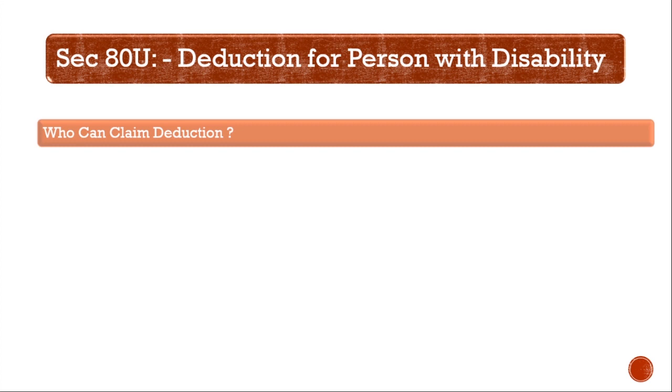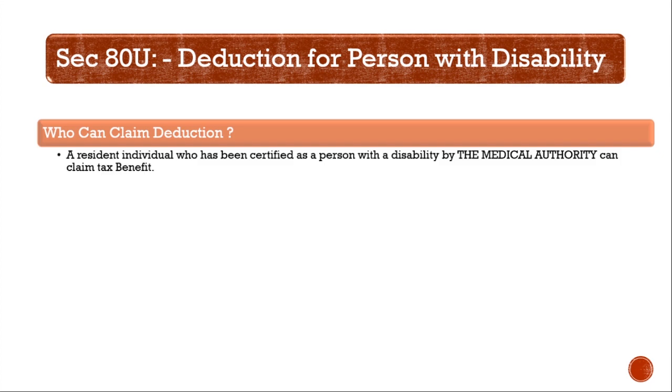First of all, we have to know who can claim this deduction. From the section heading itself, we can come to know that this section is particularly for a person with disability. Then, what does person mean here? Only an individual, and not only an individual, he shall be resident in India. That means a resident individual can claim this deduction.